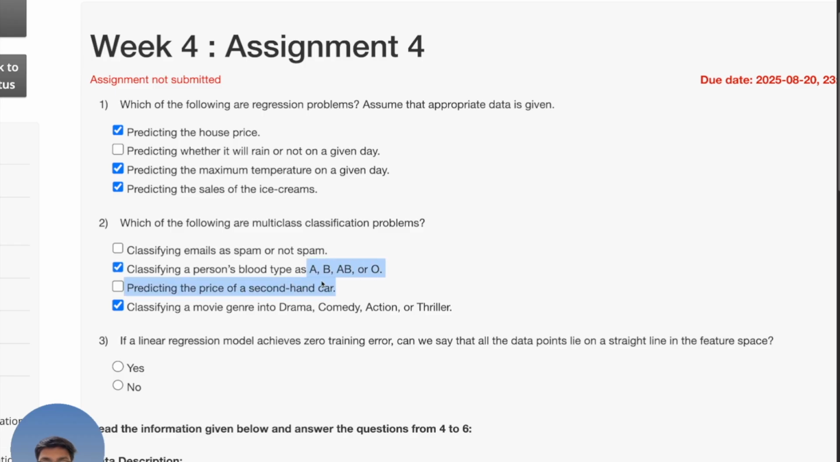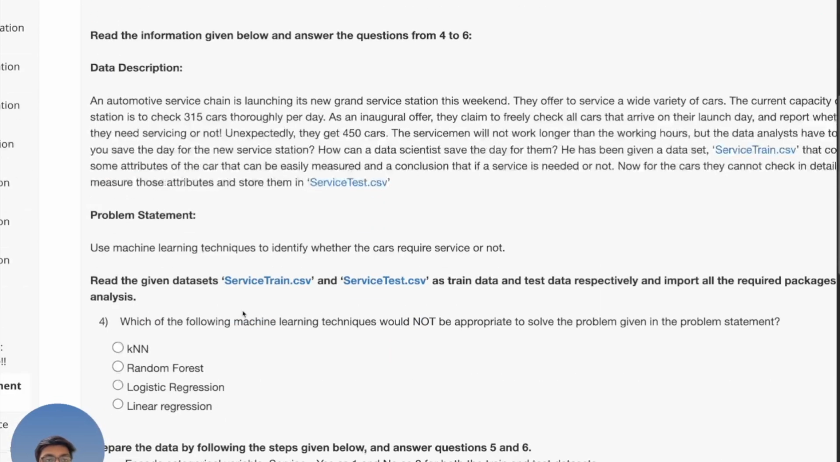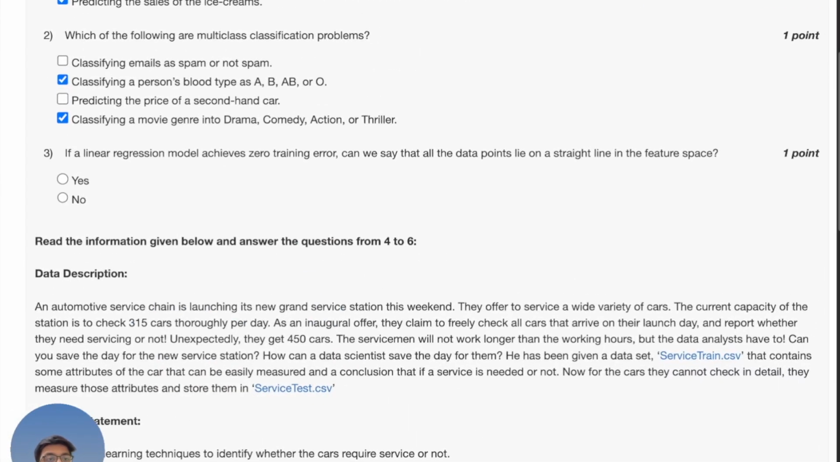We may have more than two categories. If we are having more than two categories, then it's multi-class classification. Else, if we are not having more than two categories, it's only binary classification. Cool. Let's proceed further with the next question.